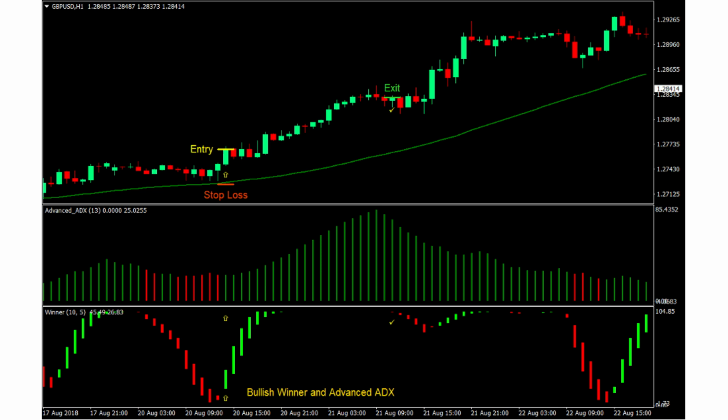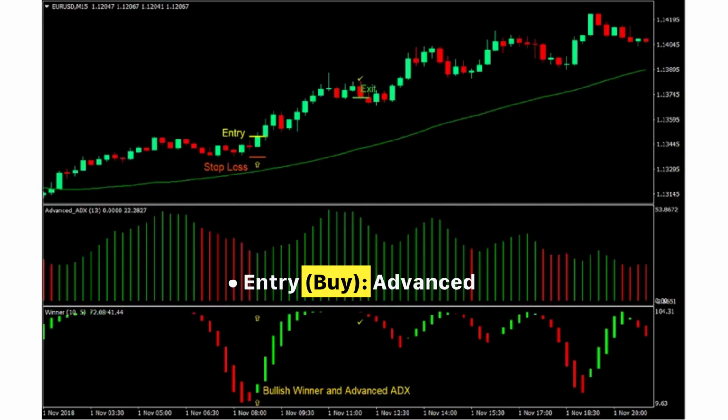How to trade. Trend filter. Use a 50-period simple moving average. If price is above the SMA and the SMA is sloping up, you're looking for long trades. If price is below the SMA and the SMA slopes down, look for shorts.